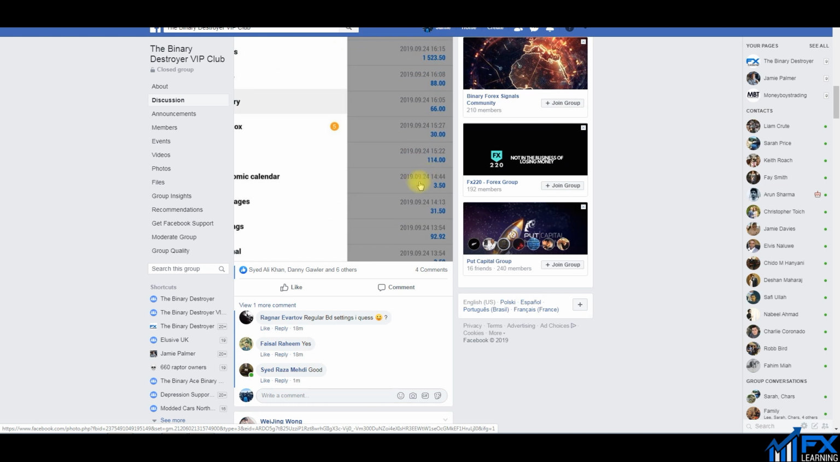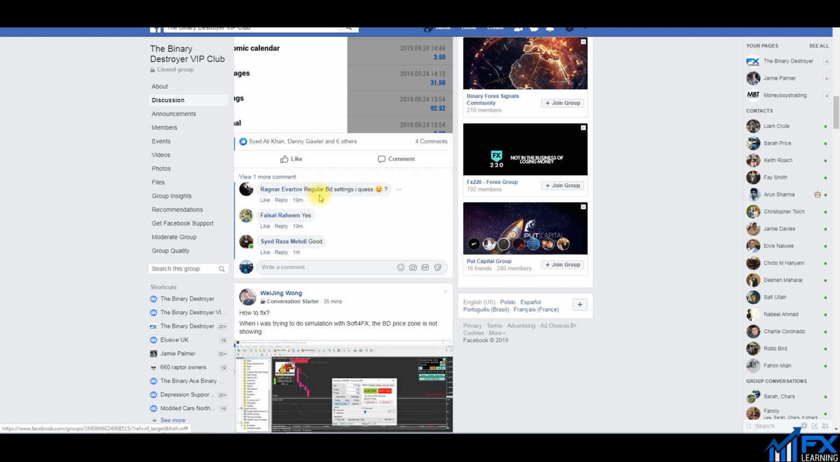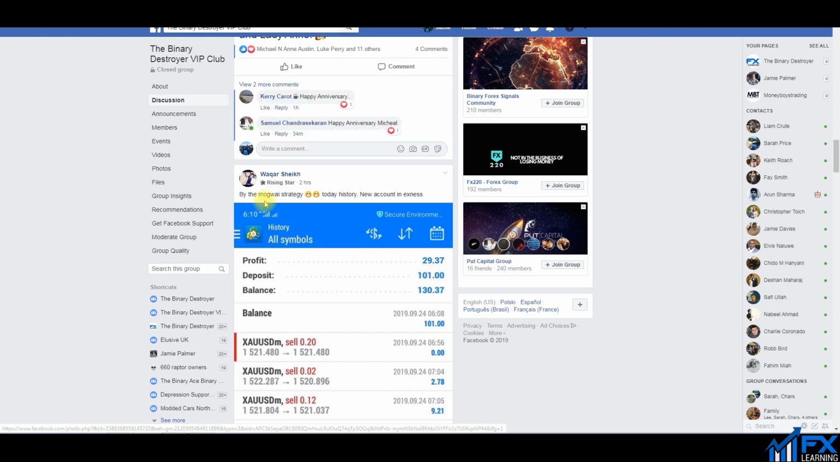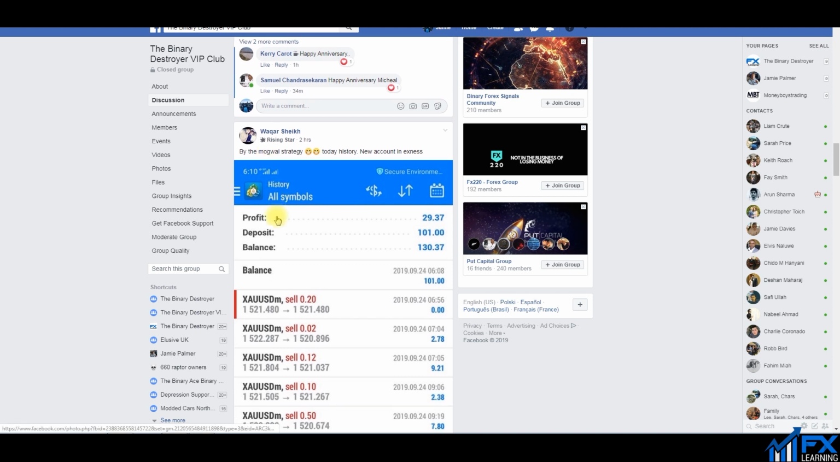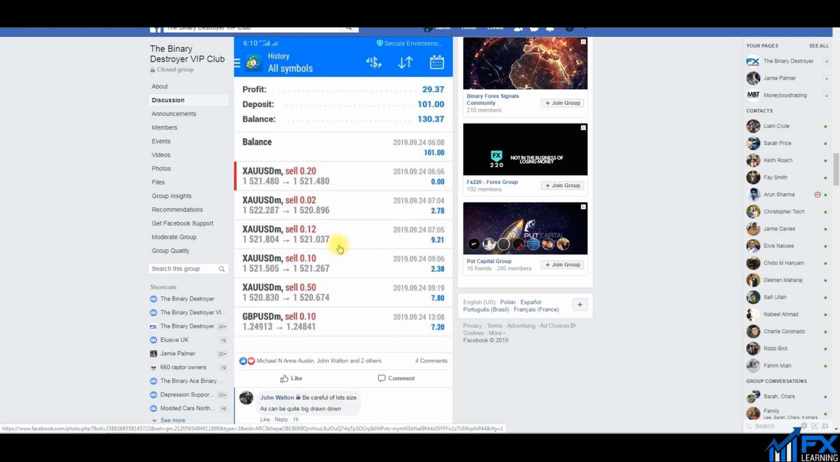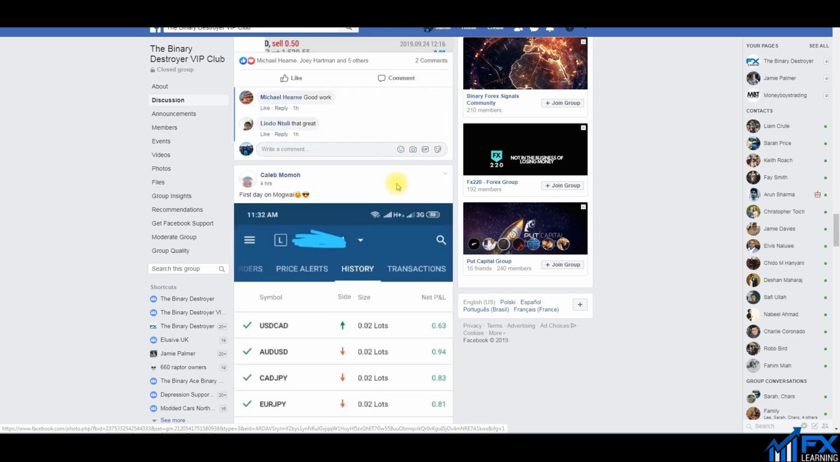In fact, this guy is trading the regular BD settings here. Here we go, I can never pronounce that, the Mongweri strategy. But then again, as you can see here, new account, beautiful money made here. Another one, again, BD, thanks today's scalping, more money there.